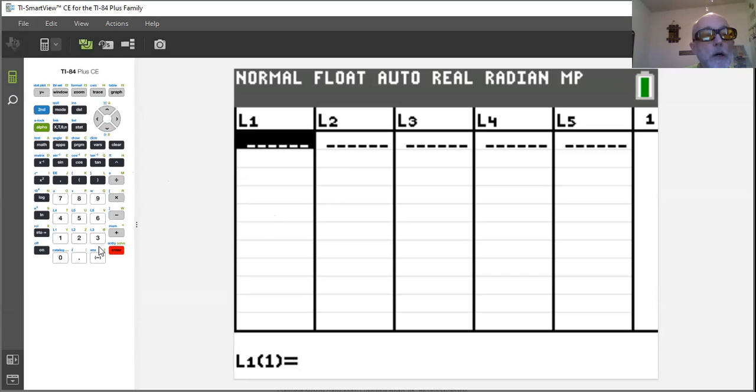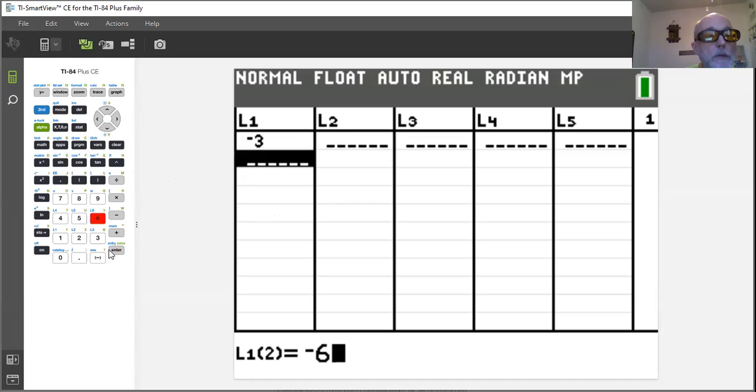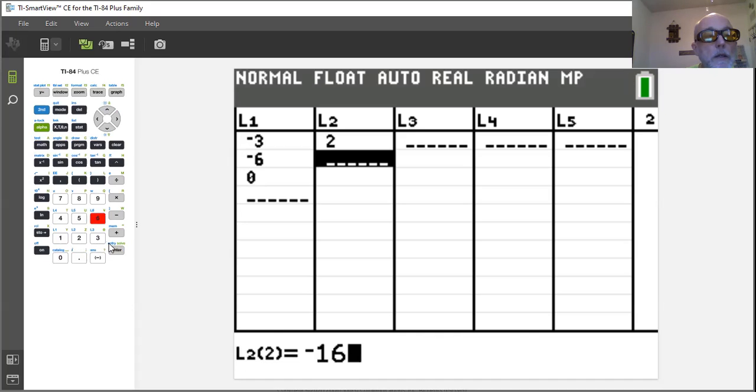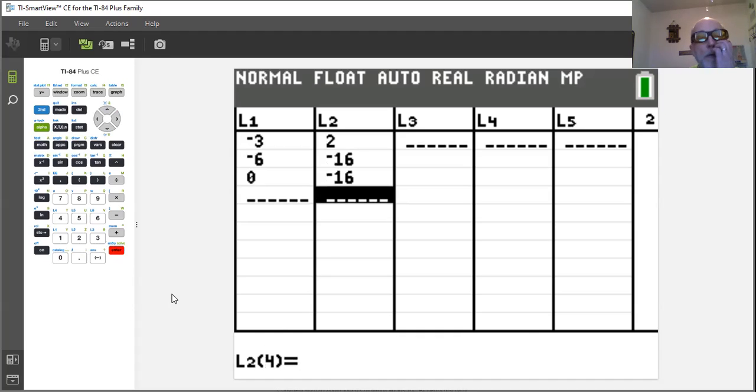So the X numbers are, -3 was the first one, -6 was the second one, and 0 was the last one, remember? And then over here, this was +2, and then -16, and then -16, all right? Ta-da. So now I have 3 dots in there, and I want to see those dots. So I'm going to go to my graph and see if I can see those 3 dots.